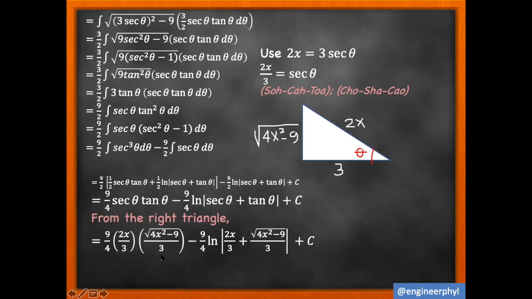Now we simplify, since we can see here 3 times 3 is 9, so we can cancel 9. And 2 over 4 is actually equal to 1/2. That's why our final answer will be 1/2 x times the square root of 4x squared minus 9, minus 9 over 4 ln of 2x over 3 plus the square root of 4x squared minus 9 over 3. Or you can combine this into one fraction, or you can simply write your final answer in this form.